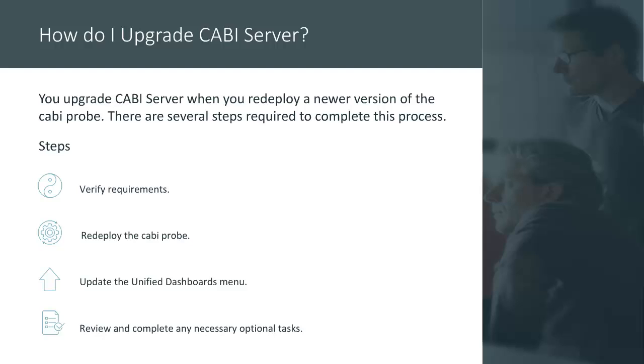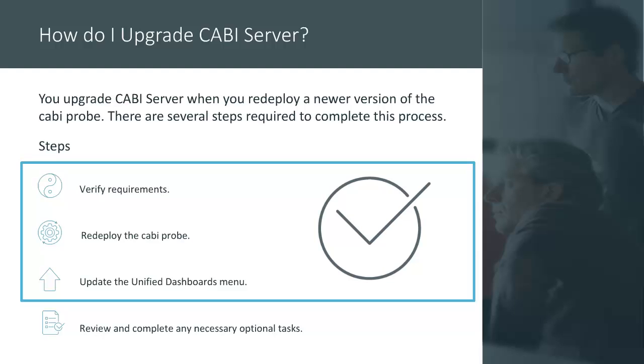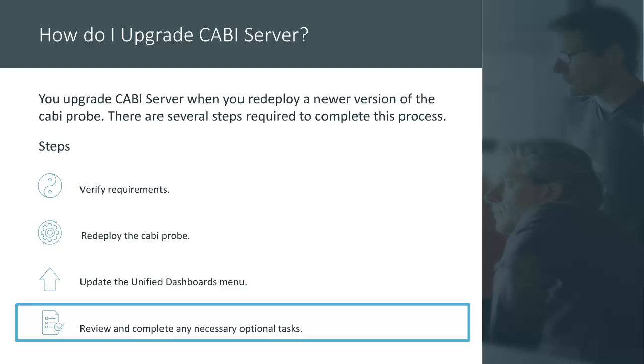For most users, the upgrade process is complete. These are the minimum steps you must complete to upgrade CABI Server and your CA Business Intelligence dashboards. But depending on your environment, there might be some optional tasks. For example, if your CA Unified Infrastructure Management environment uses SSL encryption, you might need to upgrade some self-signed certificates.